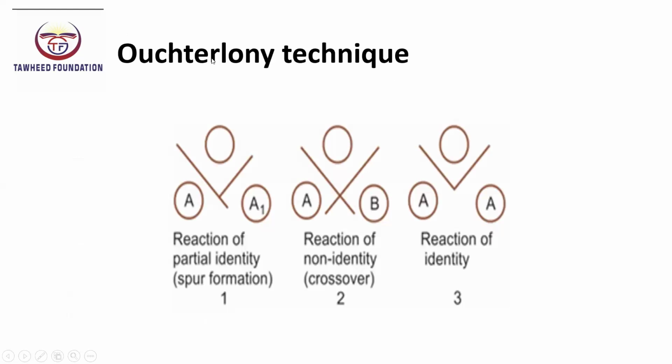This is the Ouchterlony technique. In this test, both antigen and antibody diffuse through agar gel and form visible lines of precipitation where they meet in optimal proportions. This diagram shows three outcomes depending on how the antigenic structures are related.